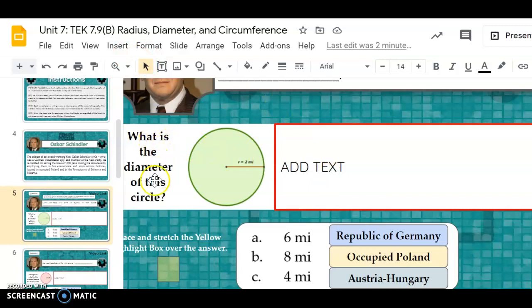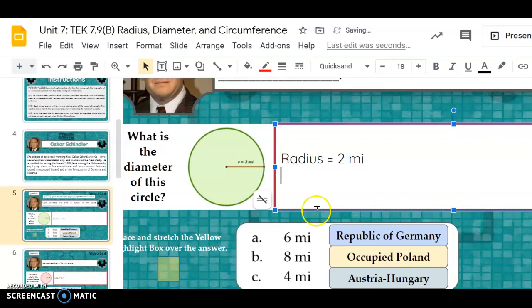This says, what is the diameter of this circle? So apparently I don't have the diameter. I have a different part of this circle. I have half of the diameter, because we know the diameter goes from one part of the circle through the center all the way to the other part. That's what our diameter does. I only have the line that goes from the center of the circle to the edge of the circle, which means I have the radius. And I know it's the radius because it says r equals 2 mi. So the radius equals 2 mi.